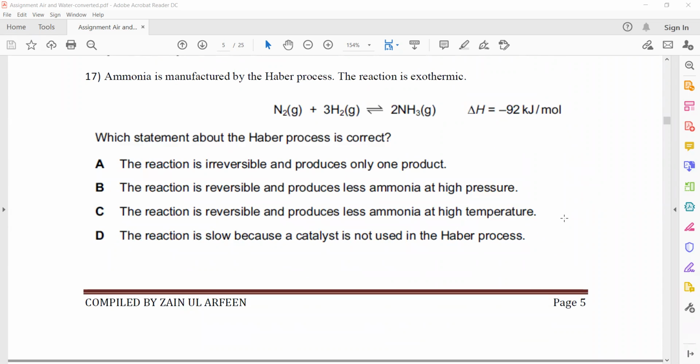Question 17. Which statement about a Haber process is correct?